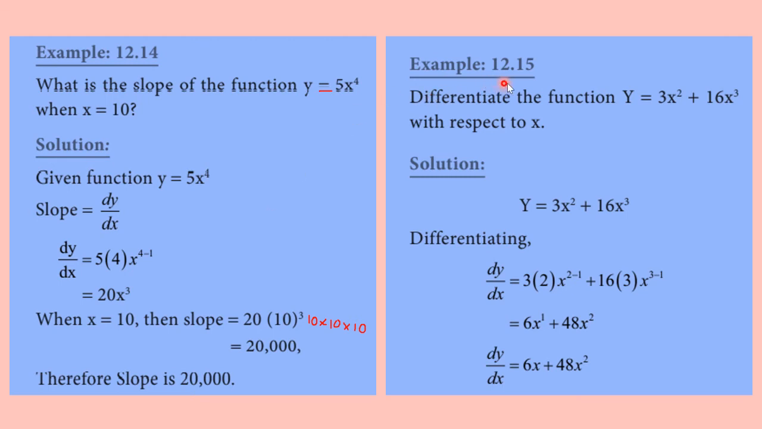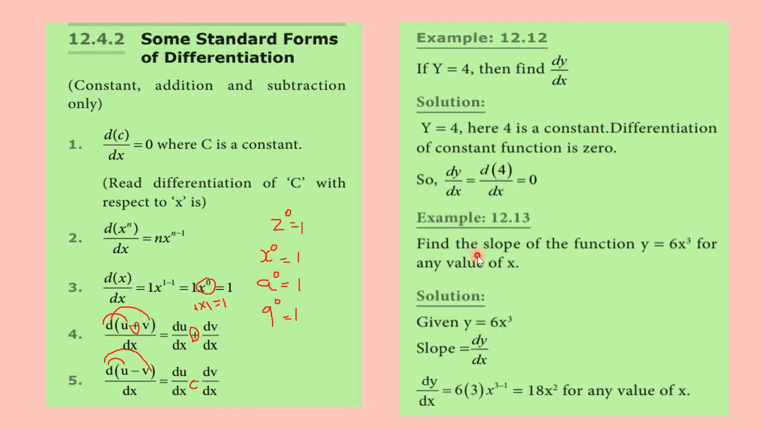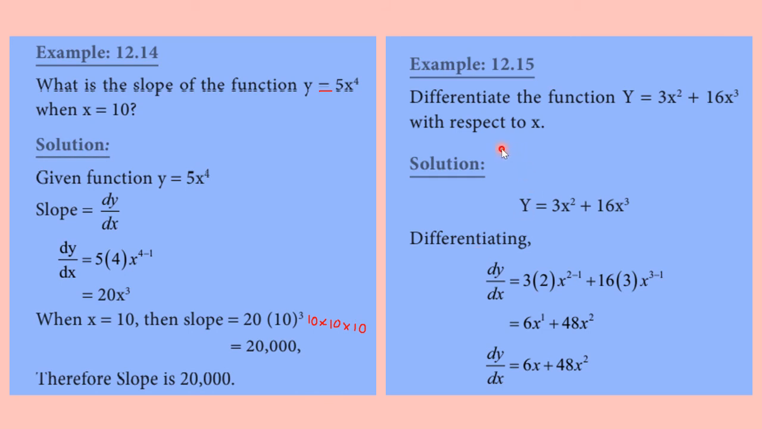Next, 12.15. Differentiate the function y is equal to 3x square plus 16x cube with respect to x. In the previous sum, the value of x was not given. Similarly, here also, the value of x is not given. You just have to differentiate it. Differentiate the function y with respect to x. So the equation given here is y is equal to 3x square plus 16x cube.